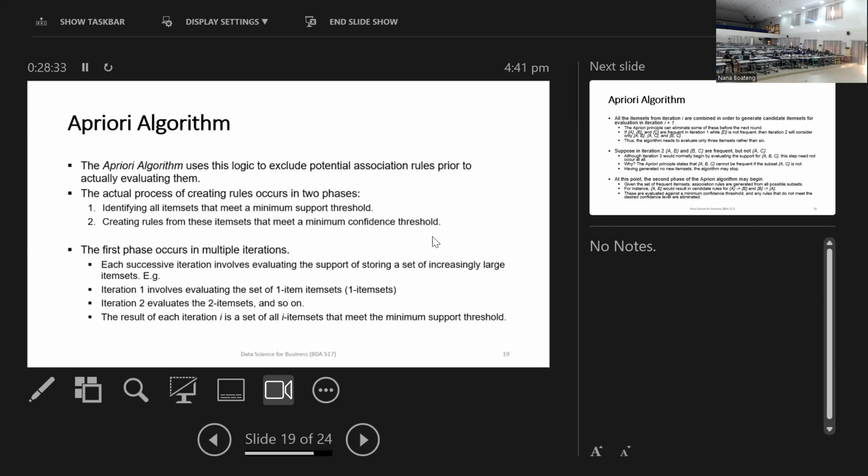Okay. So each successive iteration involves evaluating the support of a set of previously large items. Let's say iteration one involves evaluating items of one item set, like I just explained. Then iteration two will evaluate two item sets. Iteration three will evaluate three item sets, and so forth. Now, when it does that, where an item set has not met the minimum threshold, it will ignore all these rules, and then you'll be left with only rules that satisfy the criteria that you have set. All right. So we will see all of that.